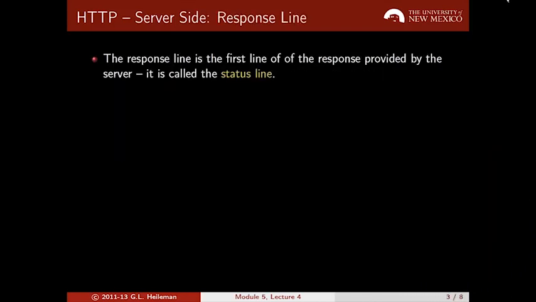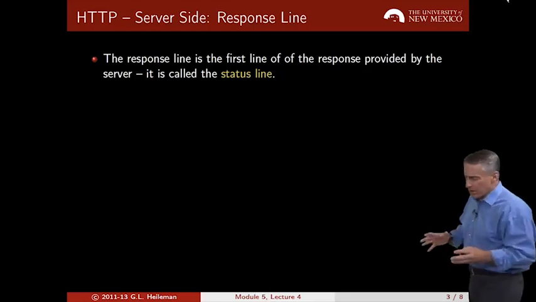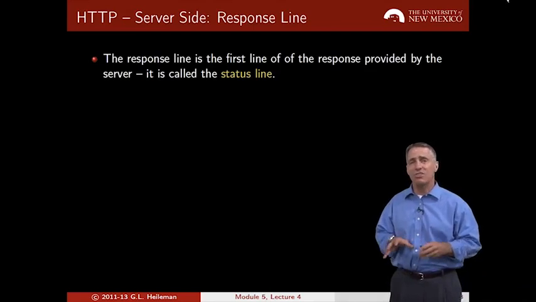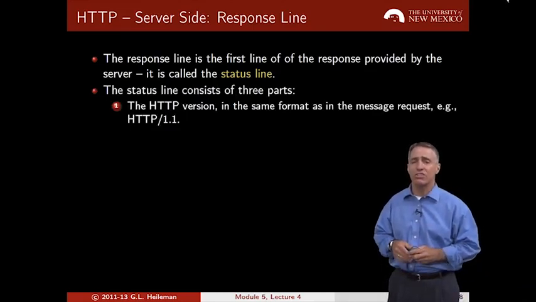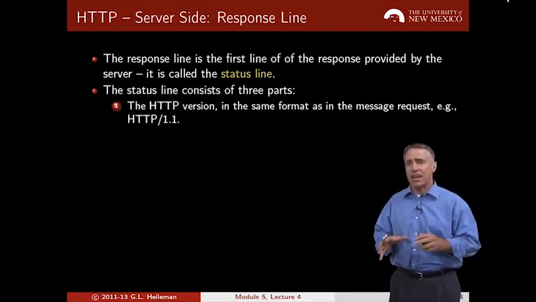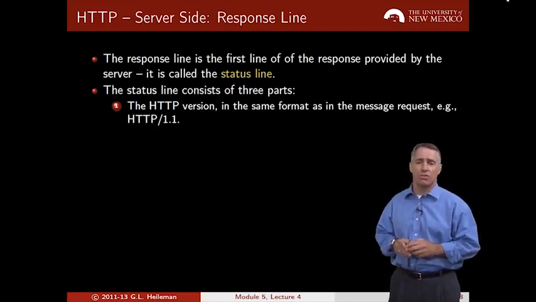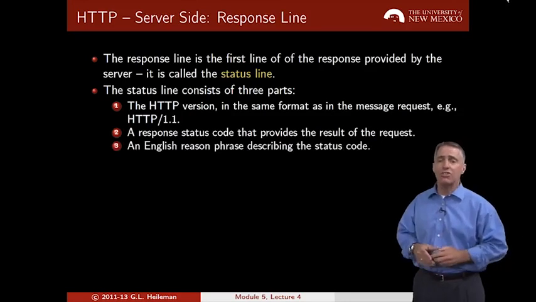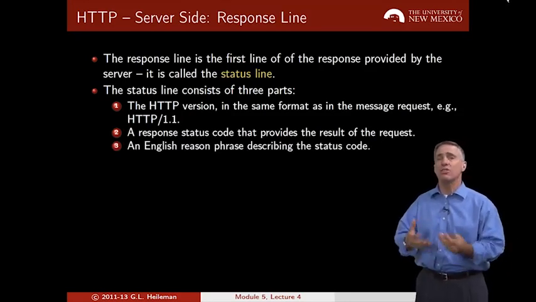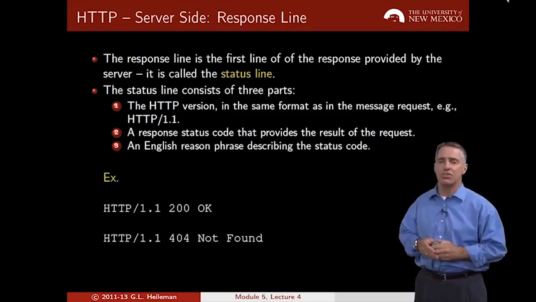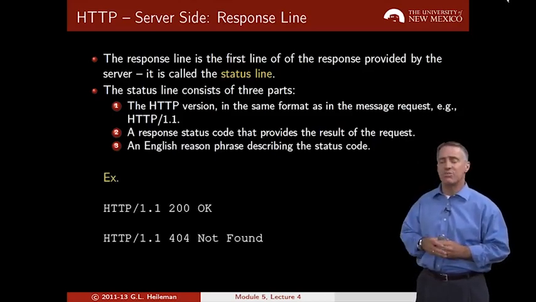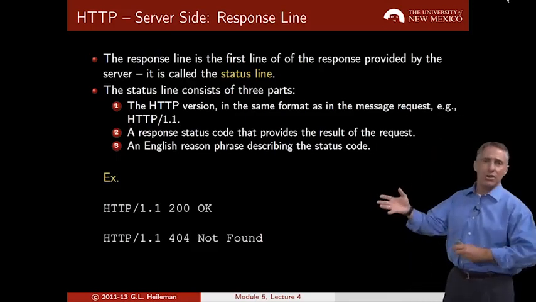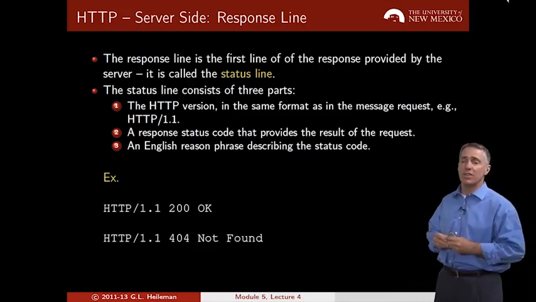Now, the response line is, again, the first line of the response that's provided by the server back to the client. And the first thing it has there is a status line. You're probably used to seeing something like this. And this status line consists of three parts: the version of HTTP that you're using, a status code, and then some English phrase that describes the status code. So here's an example. And again, as I've mentioned, you've probably seen these. Here, HTTP 1.1 200 OK means that it was able to satisfy the request.